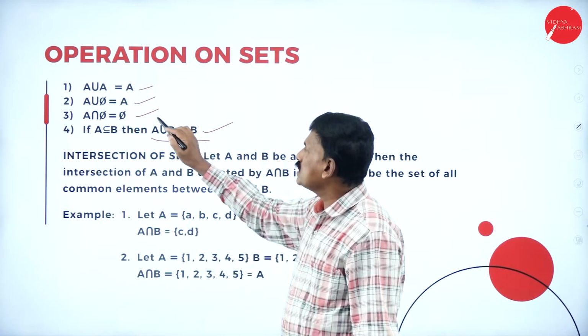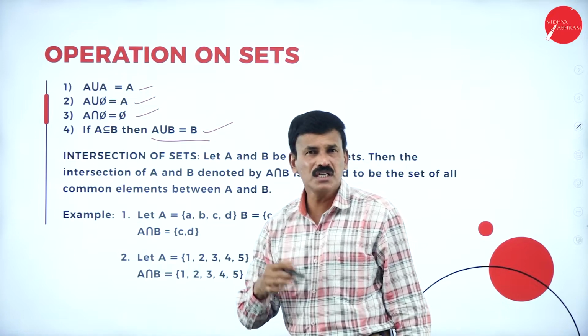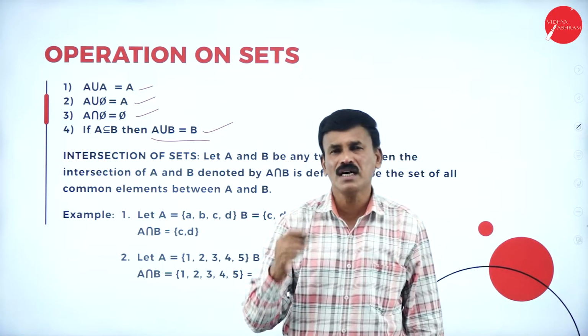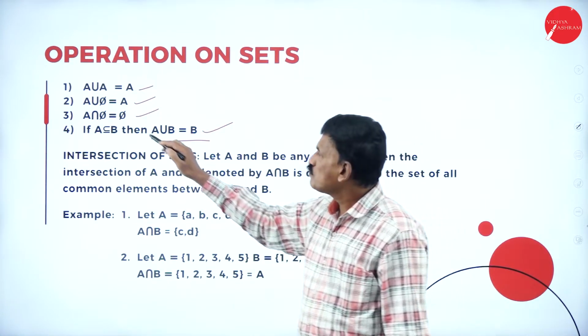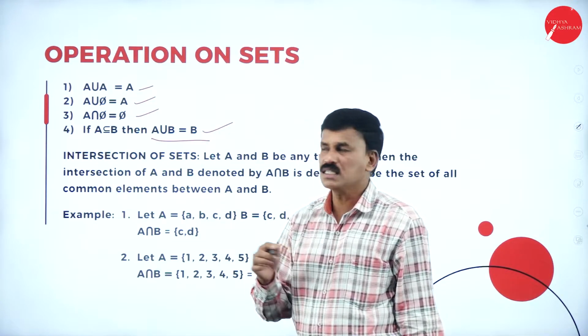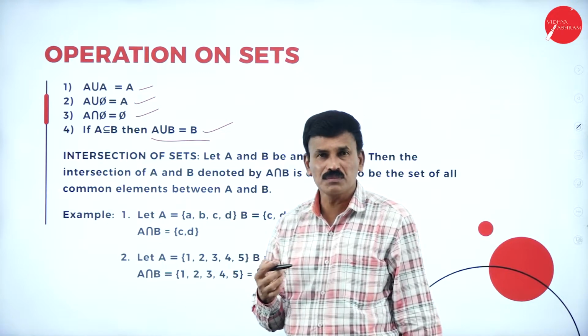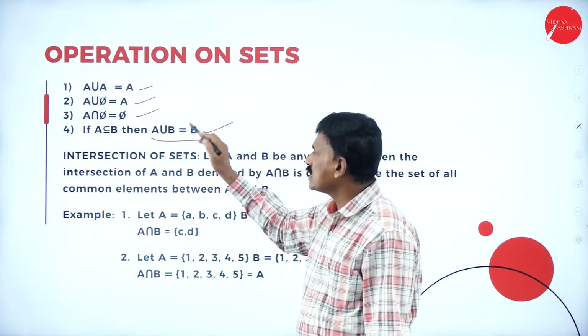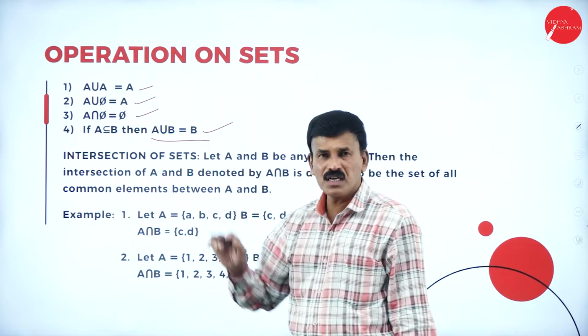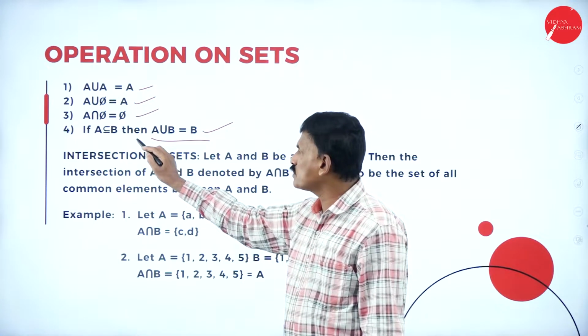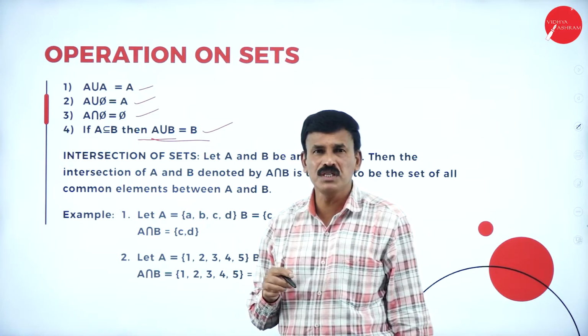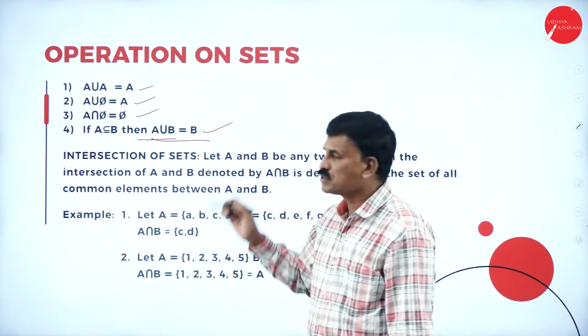So the properties are like this: A union A, the union of A and A, is the same set, and the union of a set and a null set is equal to the same set A. Whereas the intersection, if you come to the intersection, A intersection null set is a null set. Whereas if A is a subset of B, then the union of A and B is always equal to B.